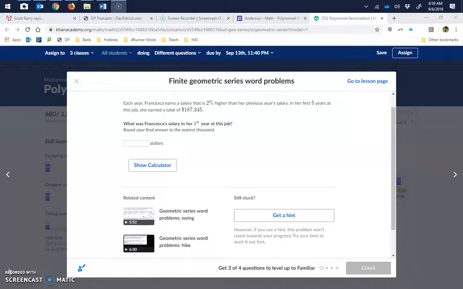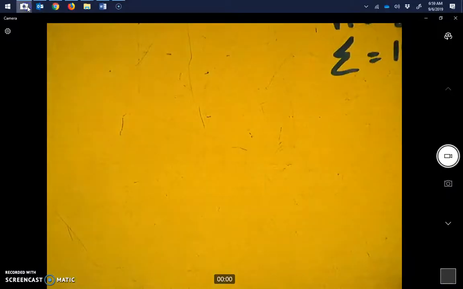So they're looking for A. A is the unknown. We have the sum, we have the rate, and we have our N, our number of years. So here's our rate, our number of years, and our sum. Our A is unknown. I have them all written down over here.